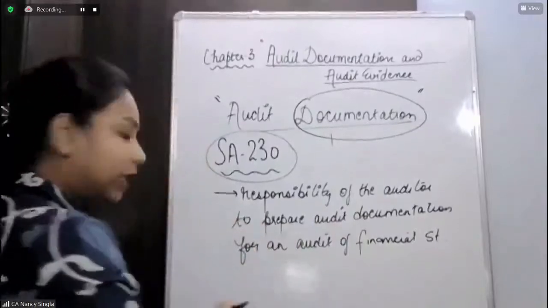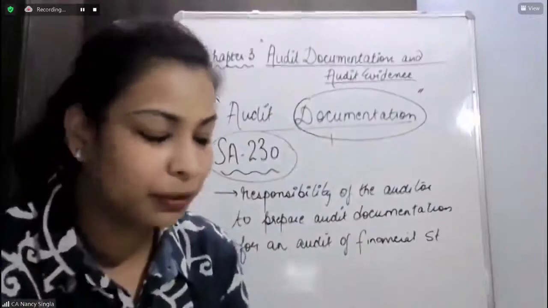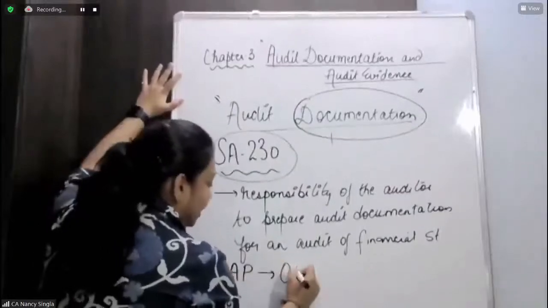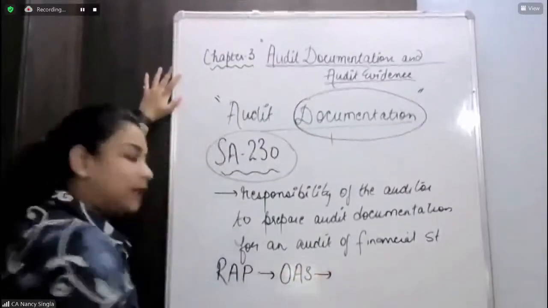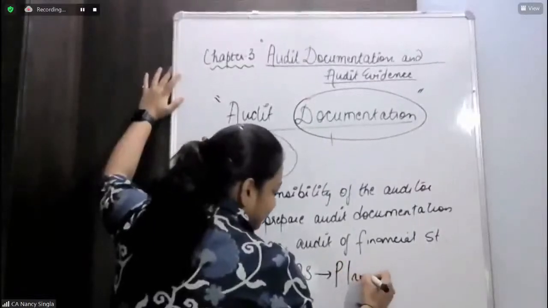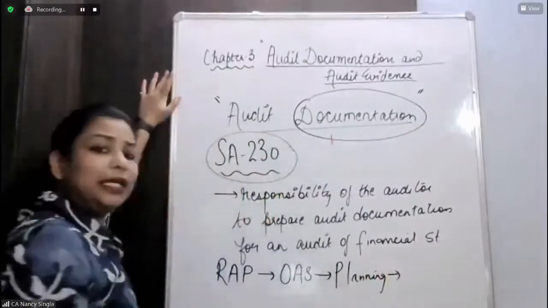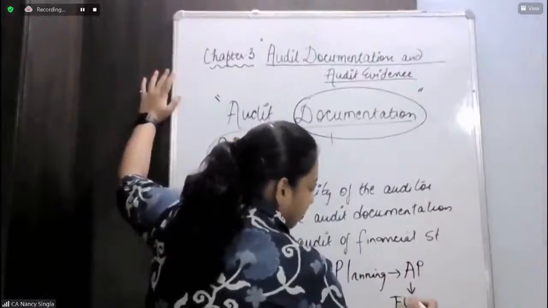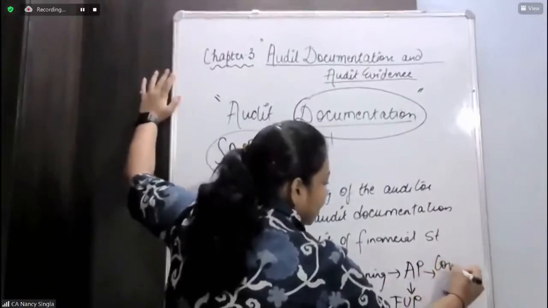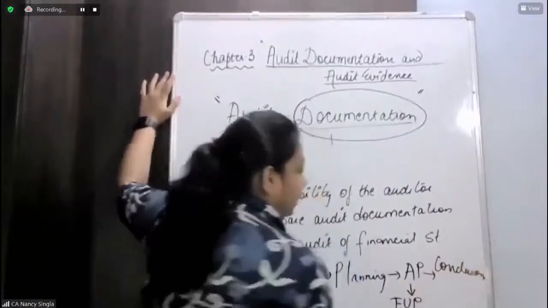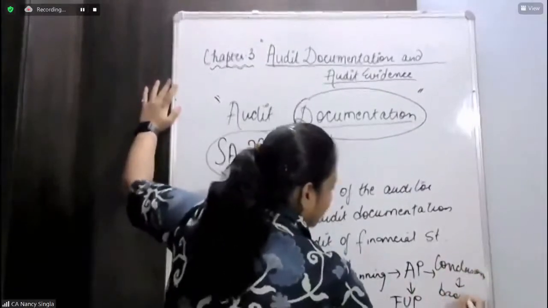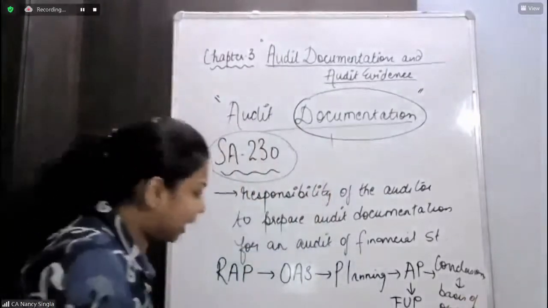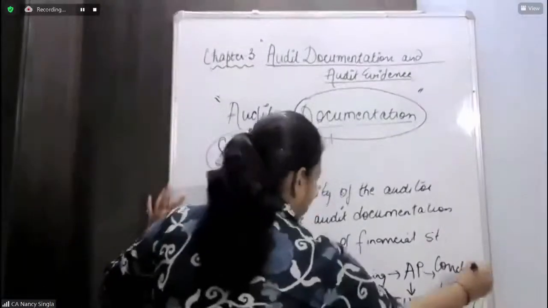So whether the auditor is performing risk assessment procedures, or he is establishing the overall audit strategy, or he is planning, or whether he is performing the audit procedures like your further audit procedures, or whether he is drawing certain conclusions, that is the basis of his opinion. So SA 230 says, Mr. Auditor, maintain a documentation of all these things.